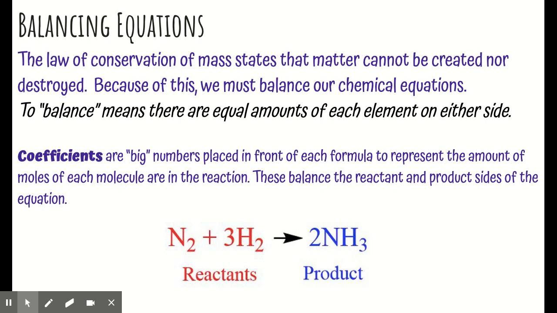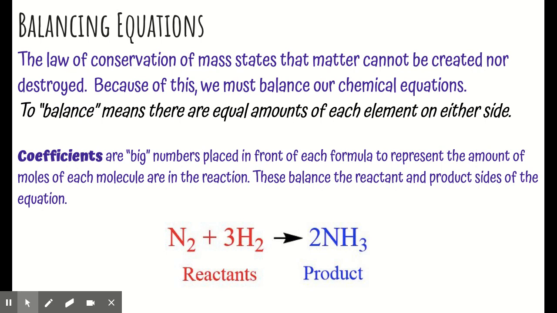So if I start with 2 nitrogens, I have to end with 2 nitrogens. I can't just destroy them. I can't start with 2 and end with 4. I can't just create them in the middle of an equation. They have to come from somewhere. So that means there has to be an equal amount of atoms of each element on each side.